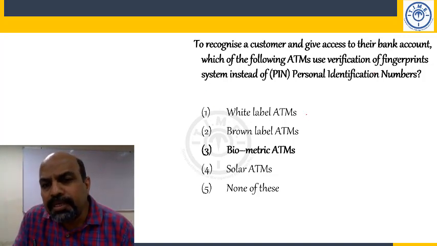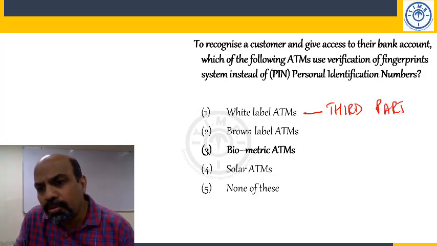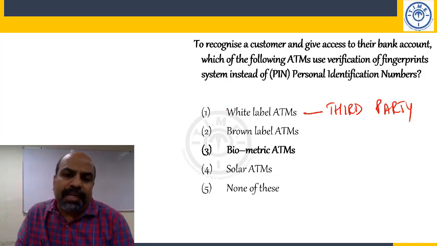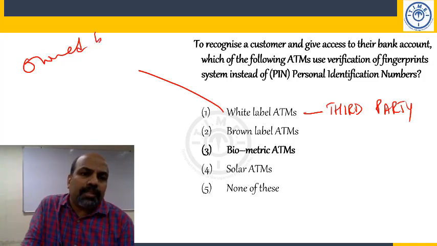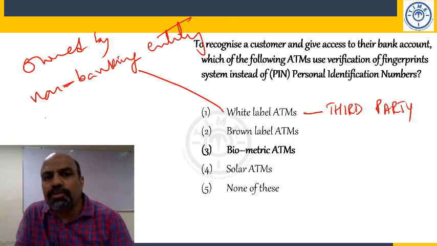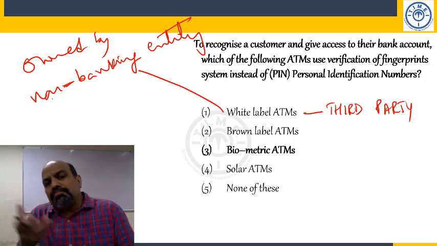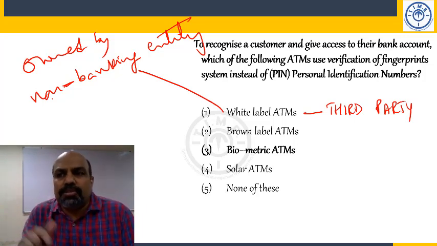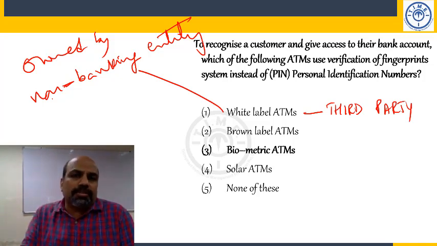What's a white label ATM? It's a third party ATM not owned by a bank. So a white label ATM is owned by a non-banking entity. Let's say you own a company, you don't have a banking company, but you set up ATMs. Those ATMs will be called white label ATMs. You can actually withdraw from such ATMs.